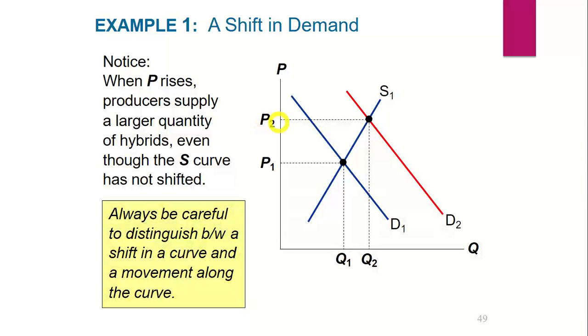So you can see here that when price rises from P1 to P2, this gives incentive for suppliers to supply the larger quantity of hybrid cars, even though the supply curve has not shifted. Just there, the movement along the supply curve is shown from this point to this point.